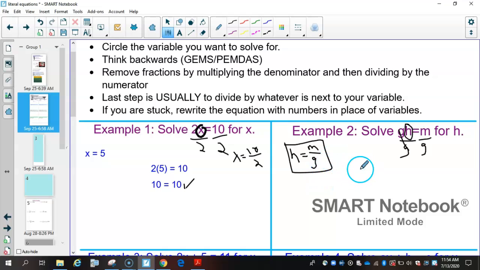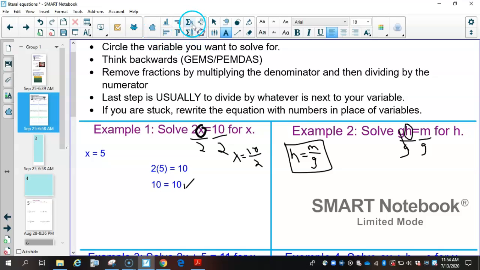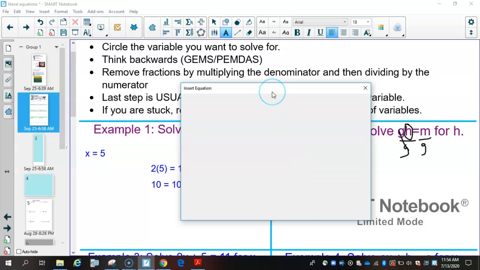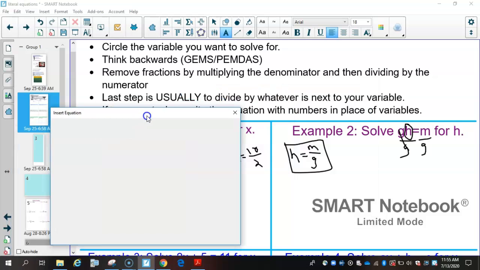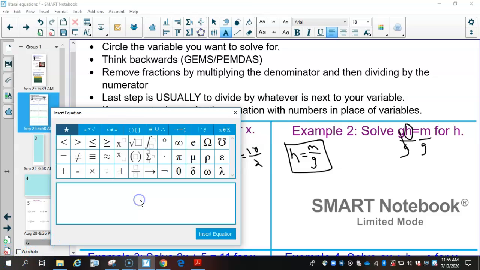Now, you can check these literal equations. It's going to look a little weird when you do it. So I'm going to type this in. Just like you would double check your numeric answers, you would put whatever you got back into the original. So it's going to look something like this. G times, now instead of h, I'm going to put m over g, equals m.